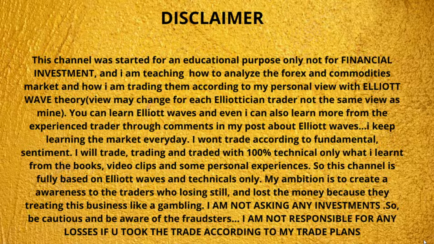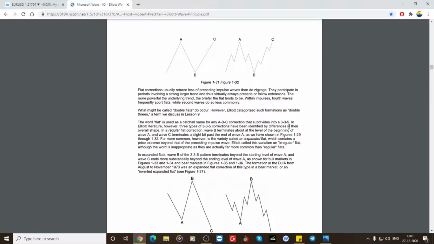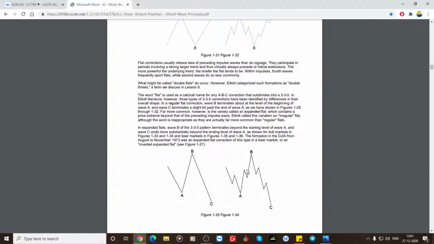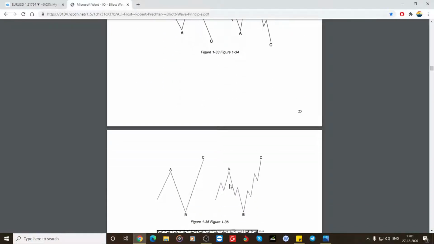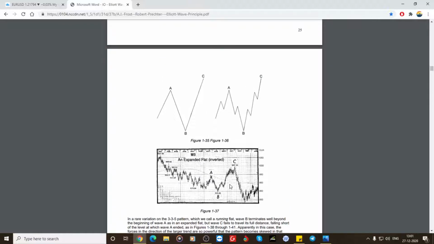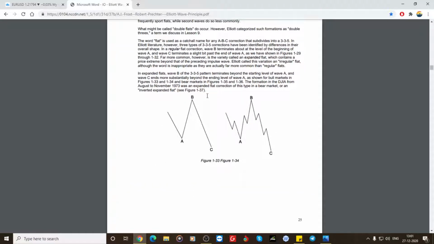So let's go to the topic. In the last video, part 5, we discussed the expanded flat. And in this video, part 6, we are discussing the running flat. What is meant by the running flat? First I will recall the previous part on the expanded flat.